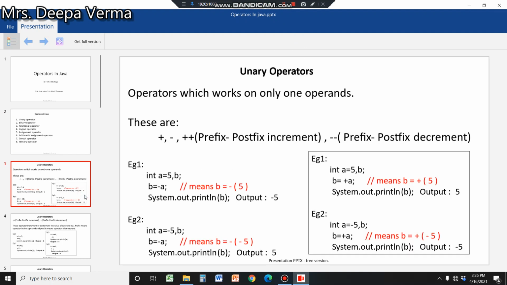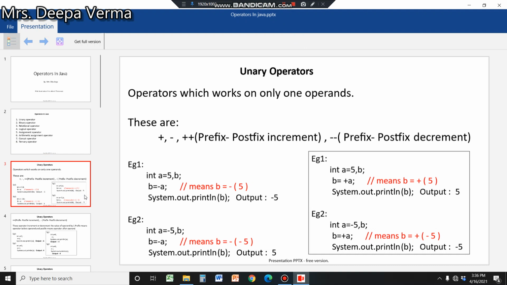Unary operator. Operators which work on only one operand. If we are working on one operand, it is known as unary operator. These unary operators are plus, minus, plus plus, minus minus. Today I will teach you the use of these.